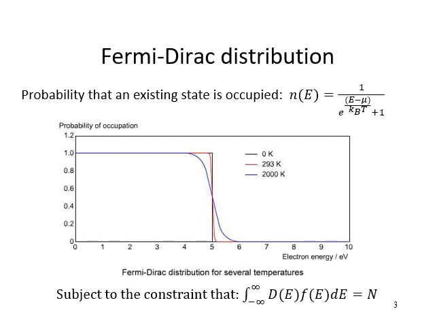So the probability that an existing state is occupied is given by this Fermi-Dirac distribution here, right? At the chemical potential, that probability is 1/2, and that is what is shown in this sketch here. As we raise the temperature, this distribution of occupations becomes broader and broader.